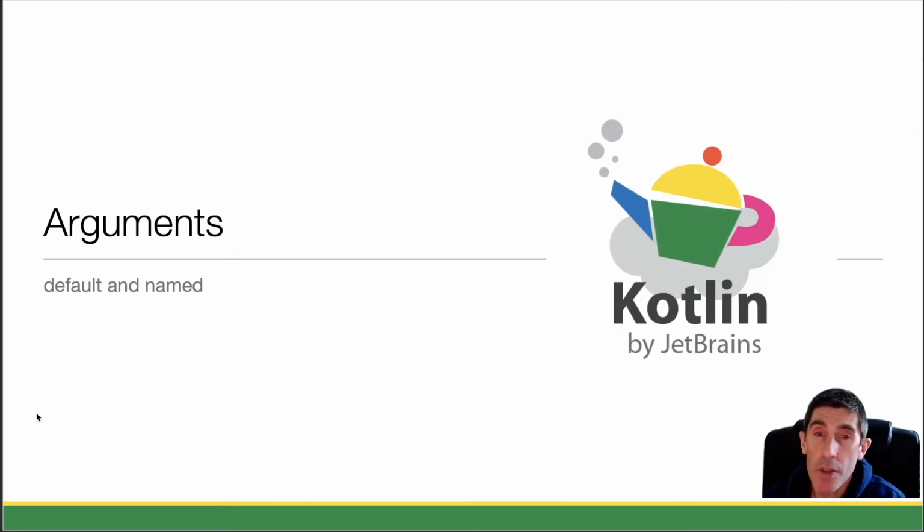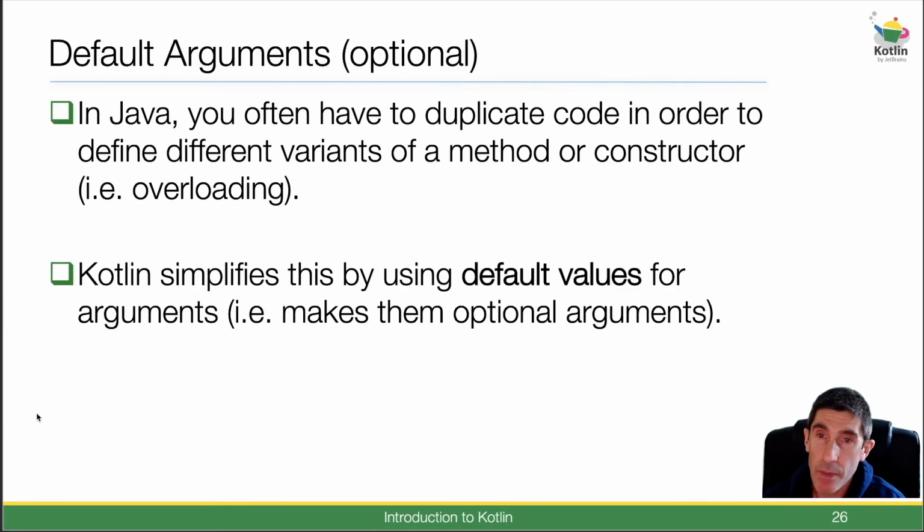So just to finish off this whole section, just to talk a little bit about arguments, both default and named arguments. So our default arguments, they are optional. So in Java, you often have to duplicate code in order to define different variants of a method or a constructor. So for argument's sake, if we refer back to our class person, where that person might have a last name, first name, maybe an address, maybe a phone number.